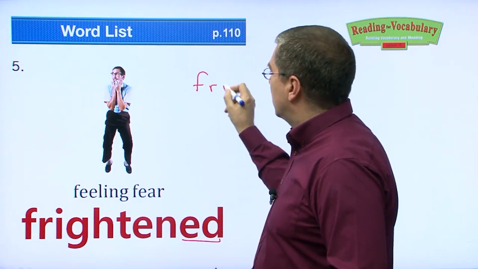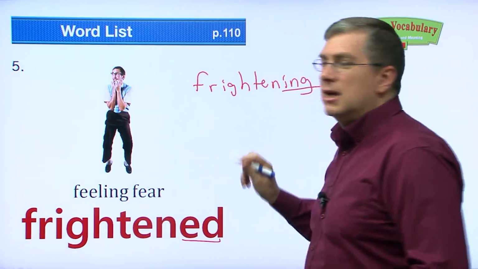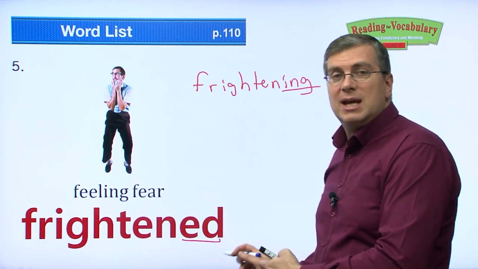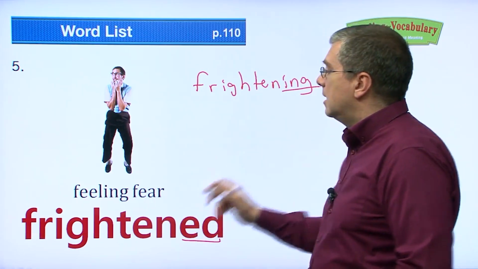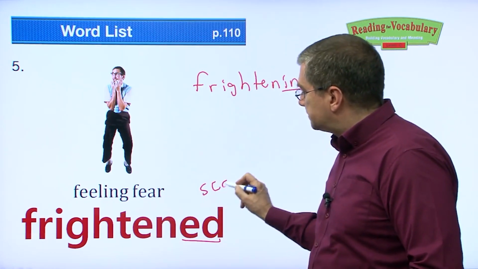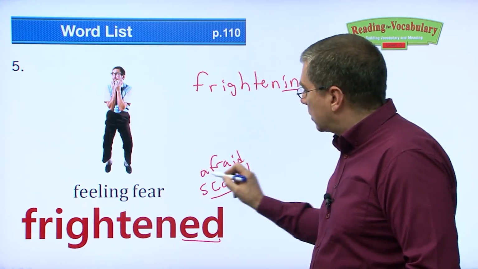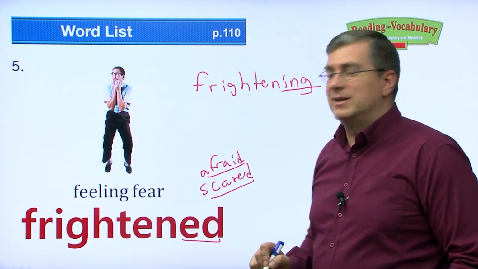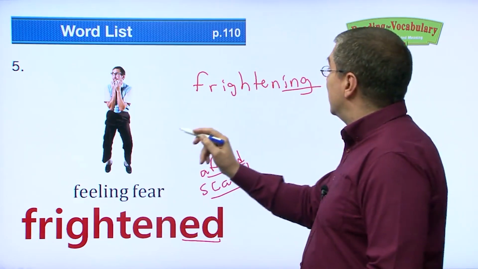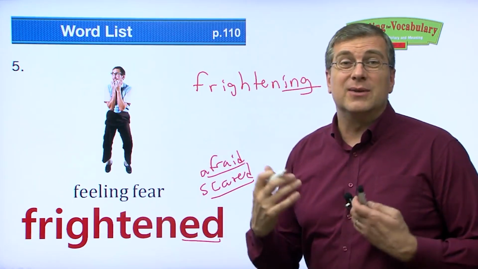Be careful, right? We may have talked about this before. Frightening, use ing for the thing that causes someone to react by being frightened. Frightening, frightened. We could also say he is scared, or he is afraid, right? These are all synonyms for frightened. He's frightened. He's afraid. He's scared. He saw something that is frightening. Okay? So, frightened means that he is feeling fear.